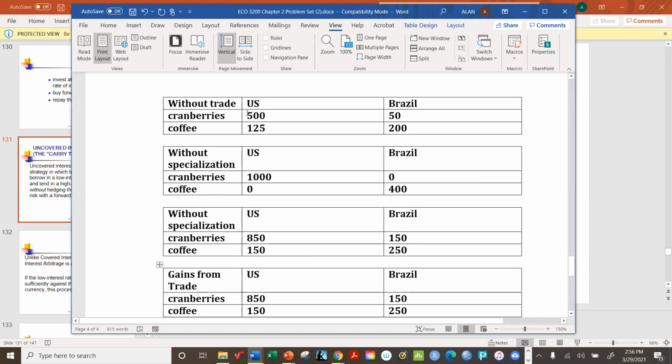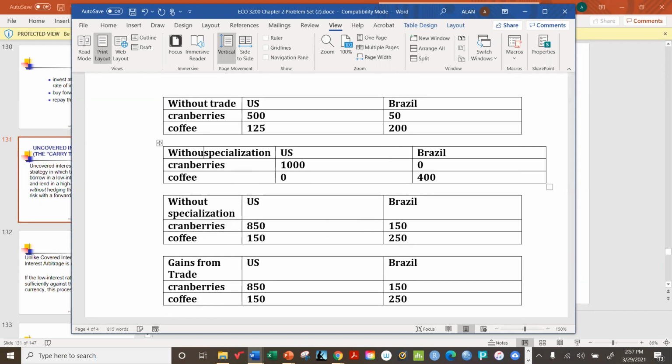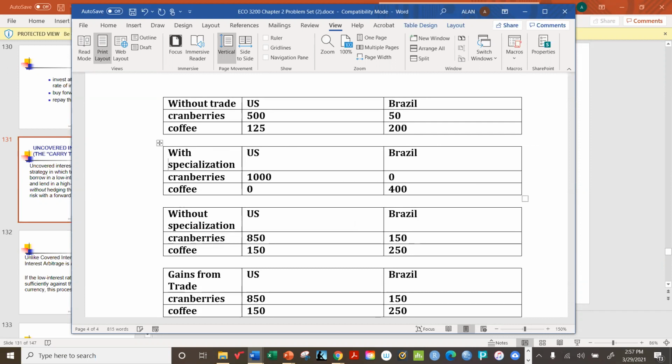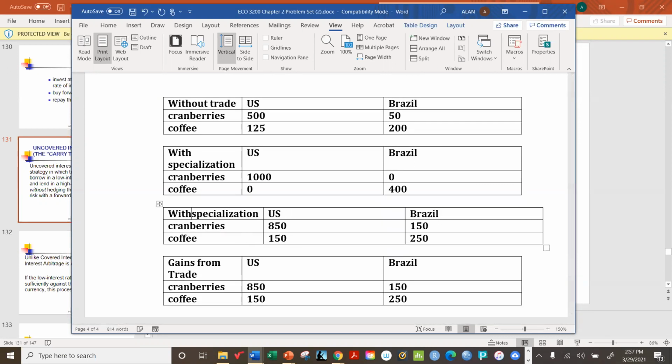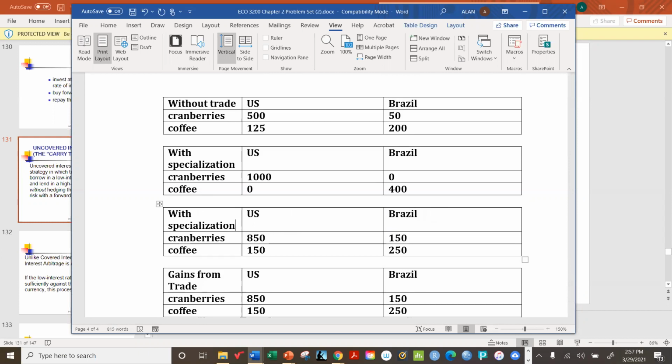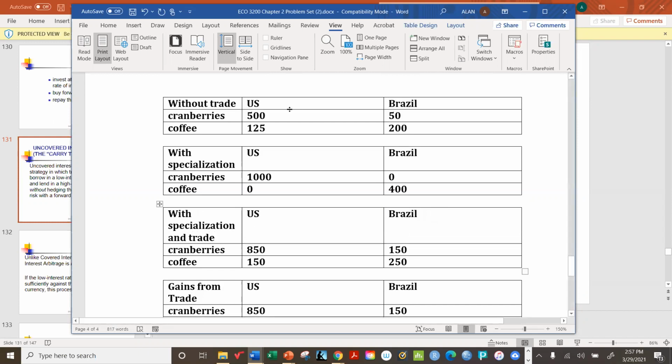So the way we have to do this is compare these boxes when there was no trade. I mislabeled this. Hold on. This is with specialization. This is with specialization and trade. Okay, so you're comparing the first one with the third one now.